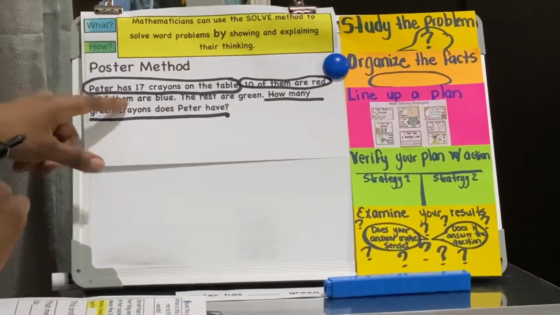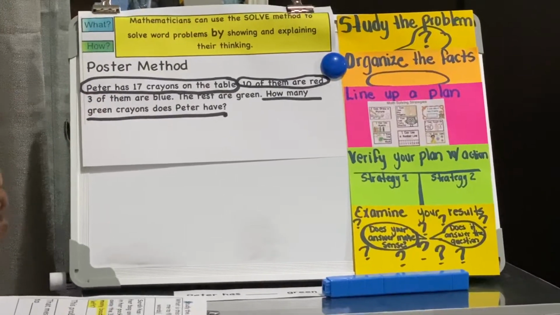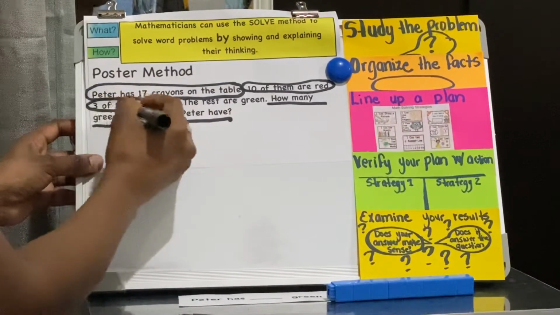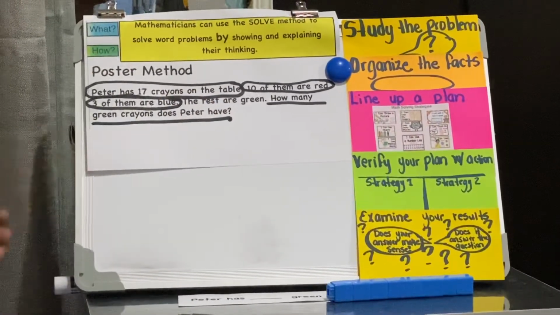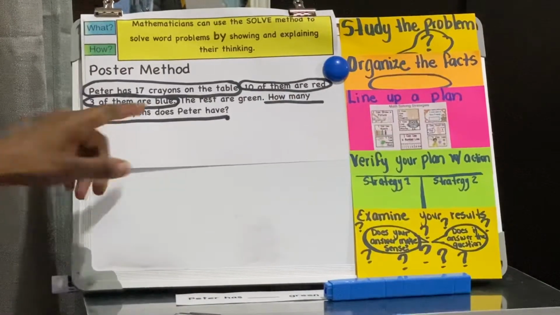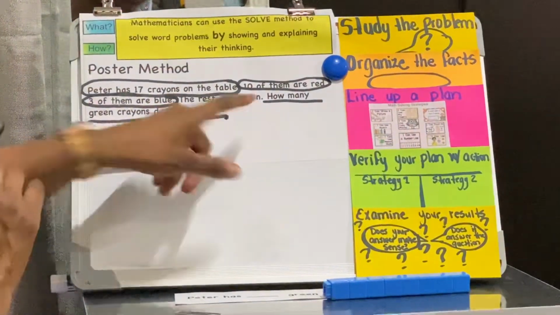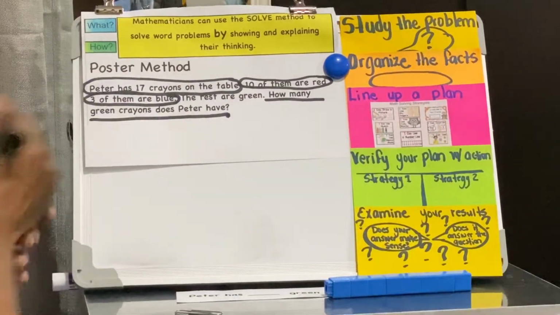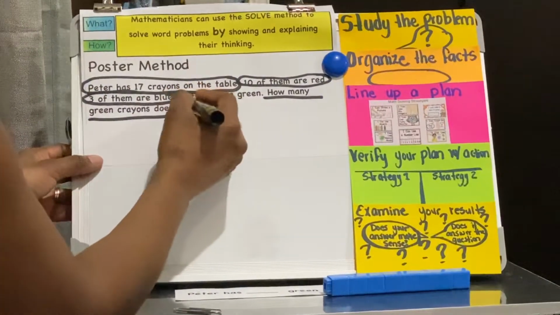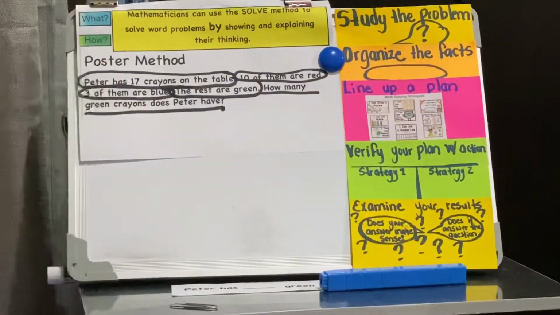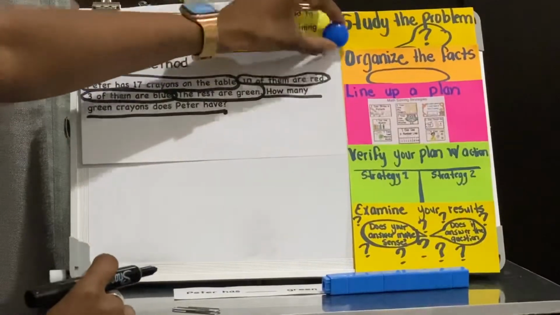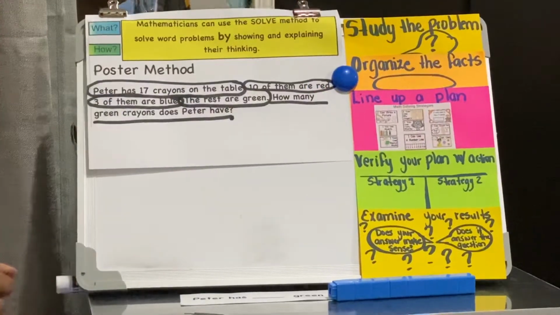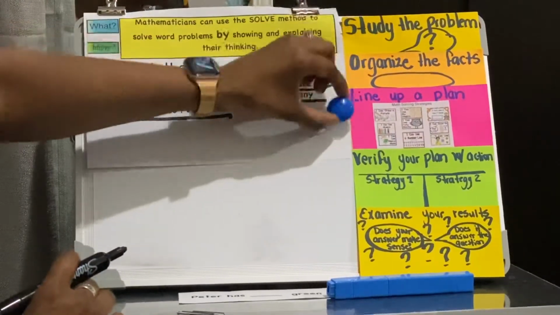Next one. 3 of them are blue. Do you think that's important? Yes. I will circle it as well. Next. The rest are green. Is that an important fact? If it is, you have to circle it. I think it is, so I'm going to circle it. Wow. So, I have studied the problem. I have organized the facts. Now, I am going to line up a plan.